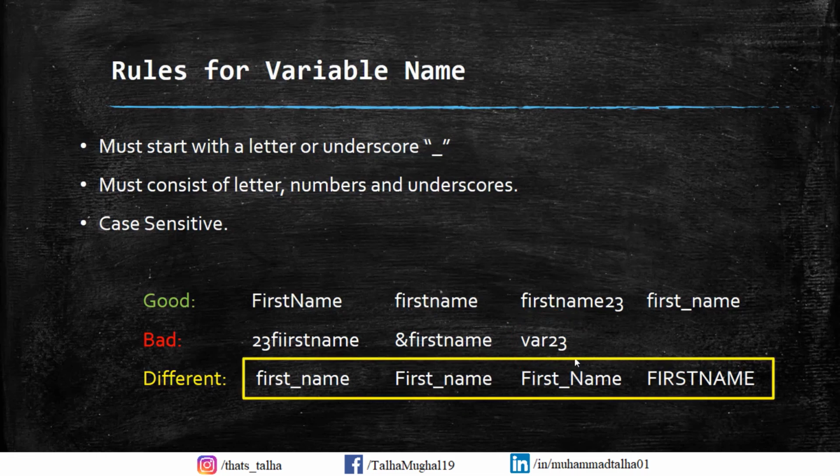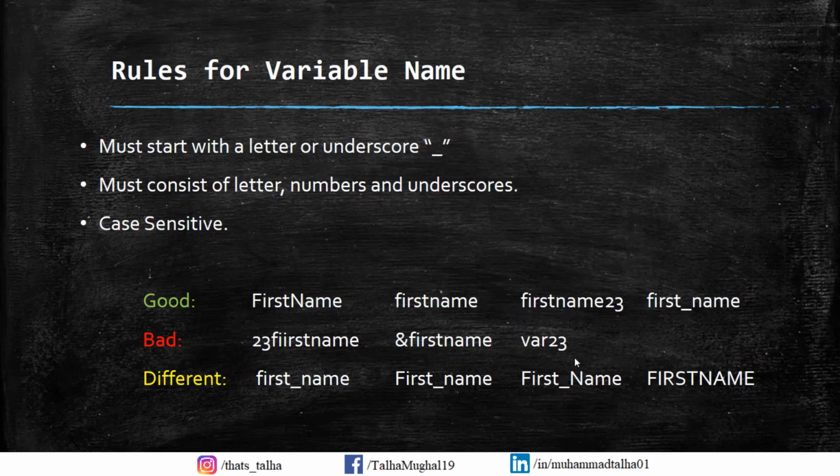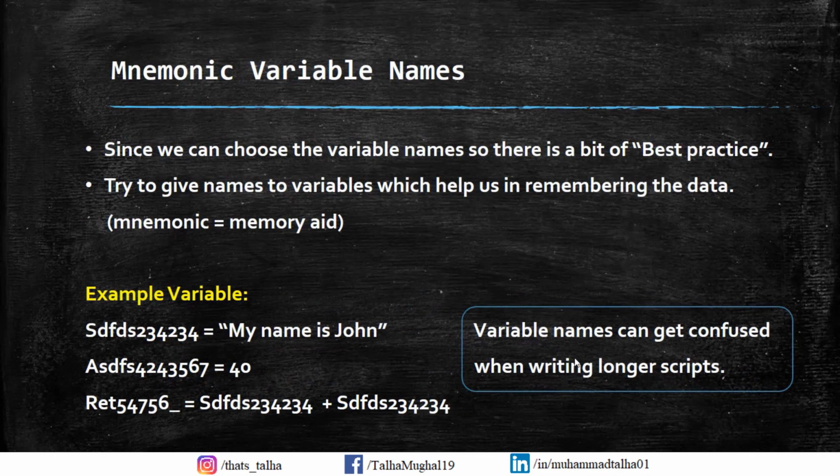Now look here, all of these four variable names are different from each other. Because remember we have discussed that variable names are always case sensitive. Here the first variable name is written in small letters, but the second variable name contains F in capitals, which makes both of these variable names different from each other. Since we can choose the variable names, there is always an opportunity for best practice. Try to give names to the variables which help us in remembering the data.